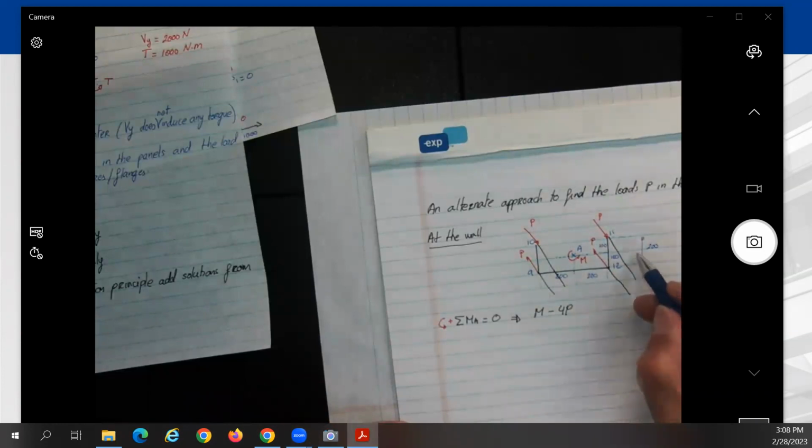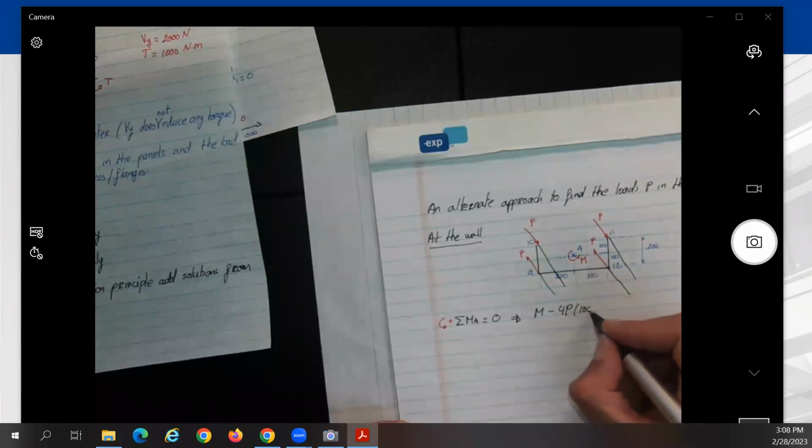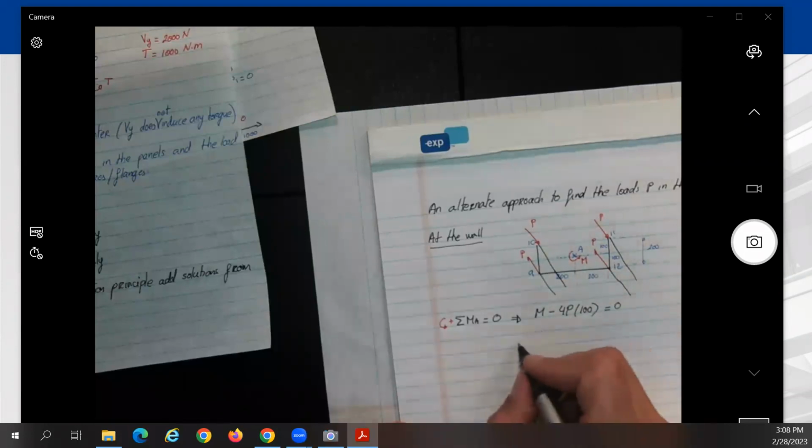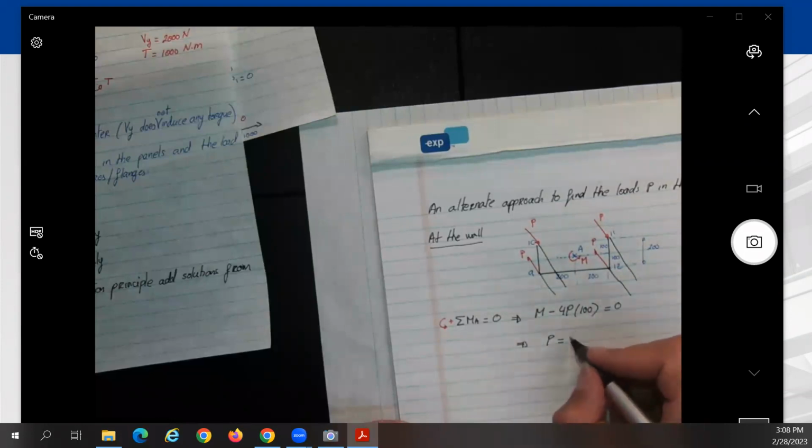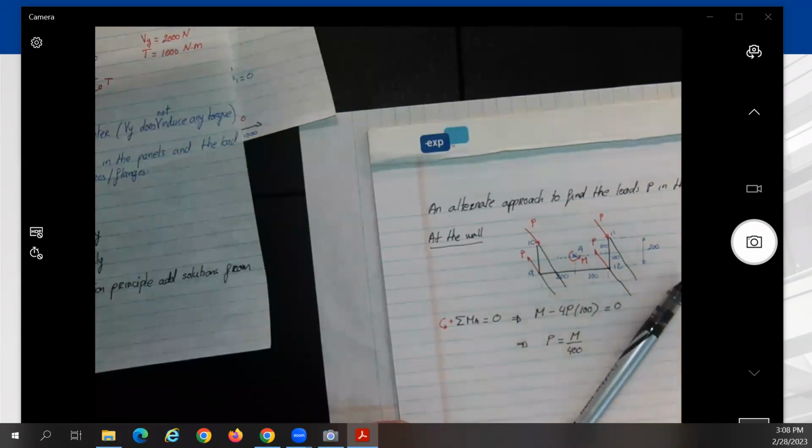Yes, this is 200. So this force will create a moment P times 100, P times 100, P times 100, P times 100, no? It would be 4P times 100 equal to 0. So from here, we could find that P would be equal to M divided by 400.